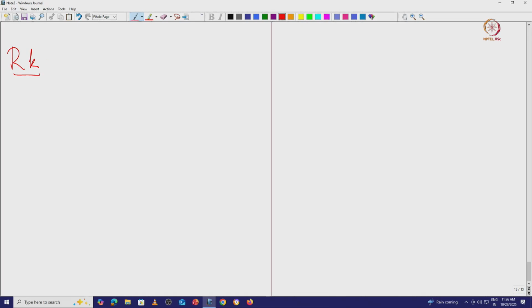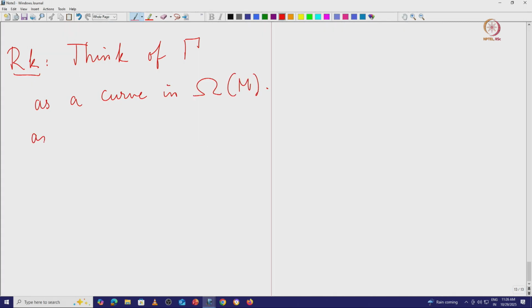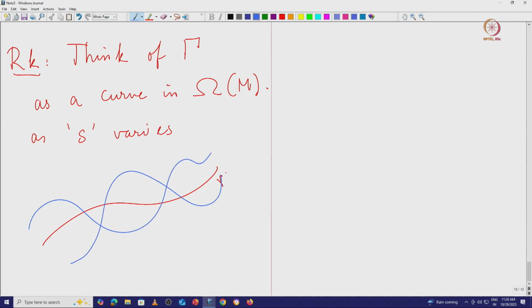Okay. So the way you should think of this is, you should think of capital gamma itself as a curve in the space of all paths, as s varies. So the picture is this is your central curve, let us say gamma. As your s varies, you get all these other curves. So this is at some s1, this is at some s2, this is at s equals 0, and so on. So you should think of capital gamma as a curve in omega.